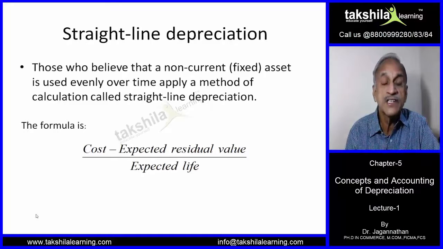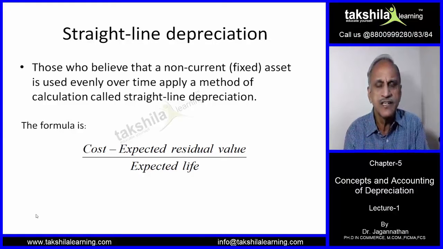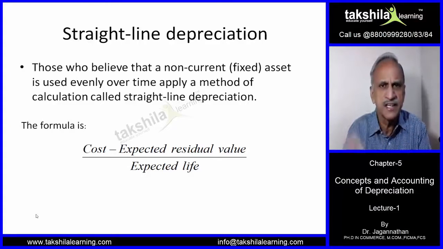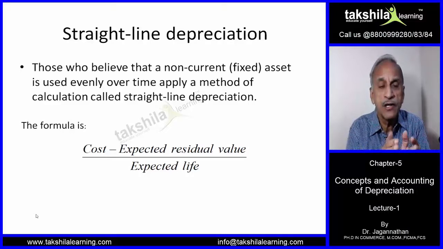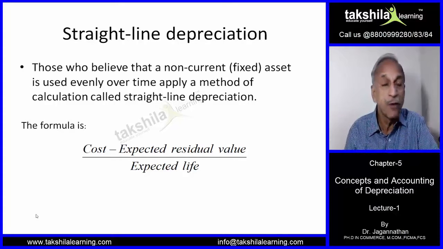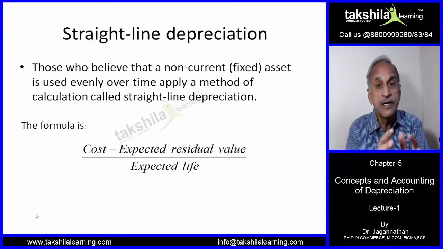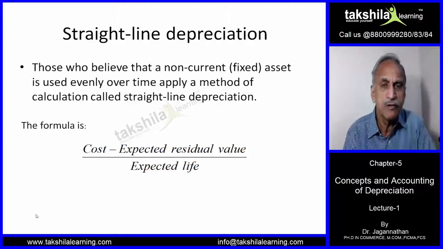Those who believe that a fixed asset is used evenly over a time period, like for example a building you construct, you use it this year, next year is going to be more or less the same, with little repairs here and there. Land, for example, furniture, for example, right? Since these types of assets are evenly used over a period of time, straight line depreciation is very useful. But not for a machine, because every time you use it, its value gets reduced. So you cannot say it is evenly getting reduced. We shall see a very important point when we come to machineries.